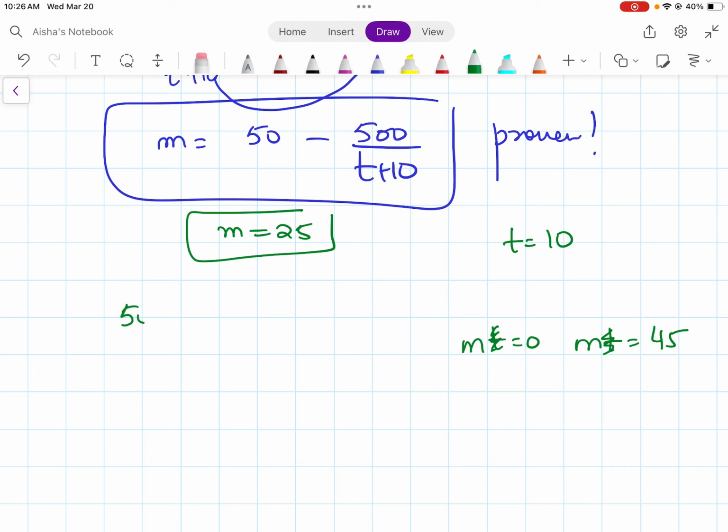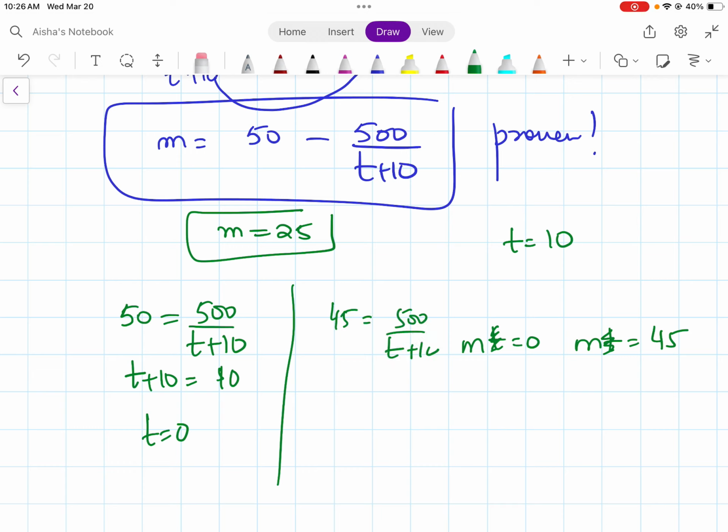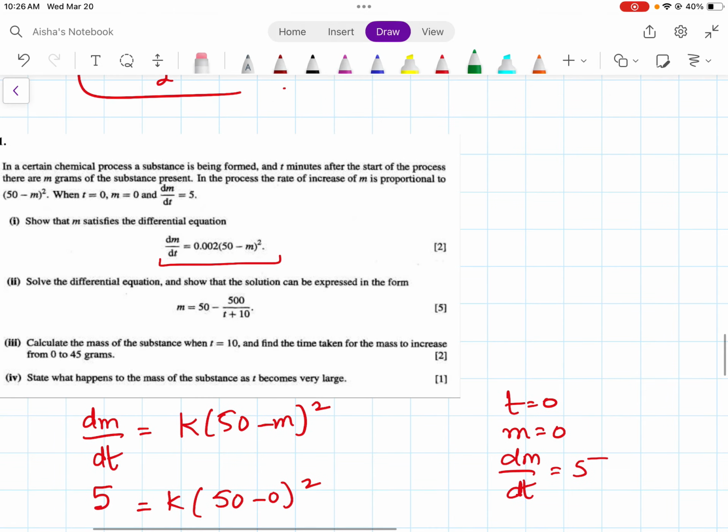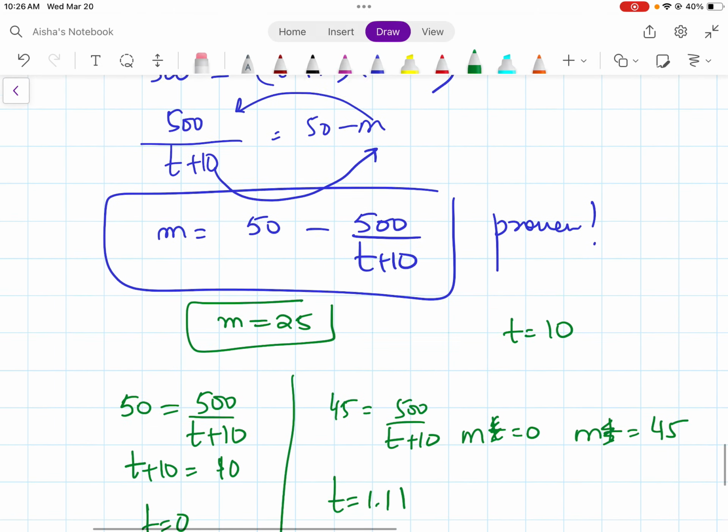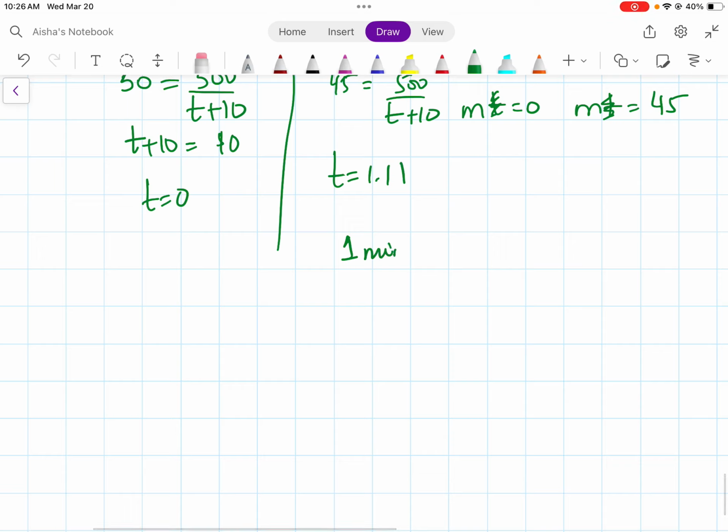Okay. When mass is 0, time is 0. When mass is 45, time is 1.11. So this is the time taken, which is 1.11. Is it in hours or minutes? So it's 1 minute and 6 seconds.